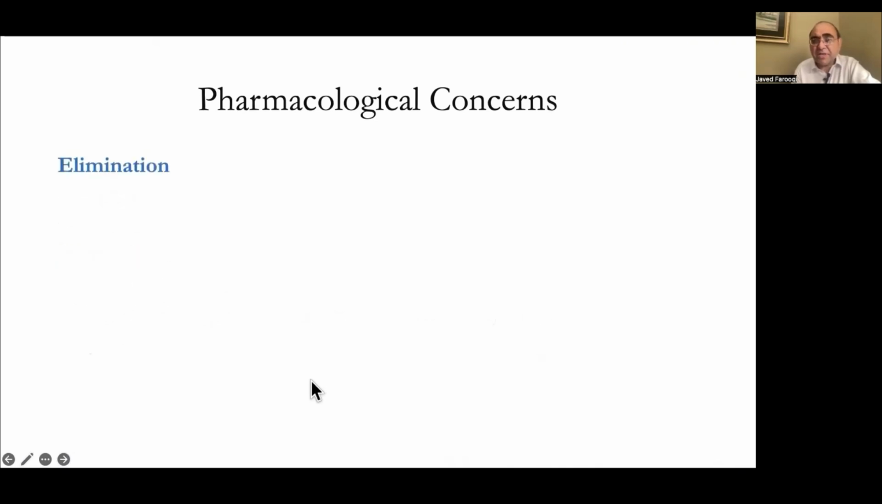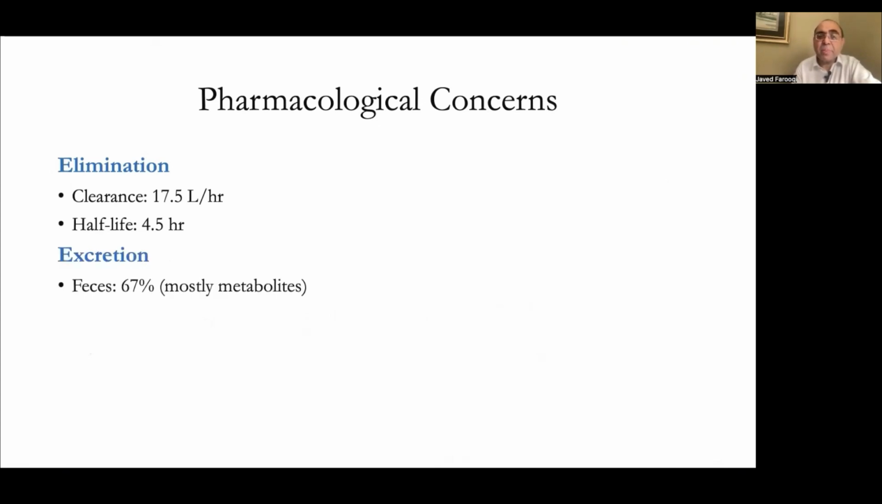How is it eliminated from the body? Its clearance is 17.5 liter per hour. Half-life is 4.5 hours. It's excreted in feces 67%, mostly the metabolites, and in the urine 24%.